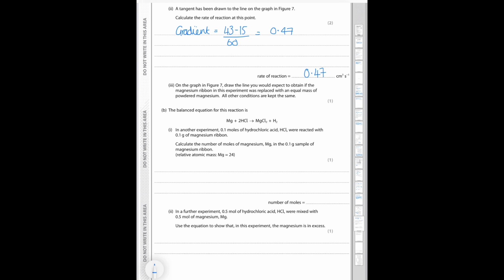Now for part 3, on the graph in figure 7, draw the line that you would expect to obtain if the magnesium ribbon in this experiment was replaced with an equal mass of powdered magnesium, and all the other conditions are kept the same. So here the graph should be steeper to start with but finishes at the same place because the mass is the same.